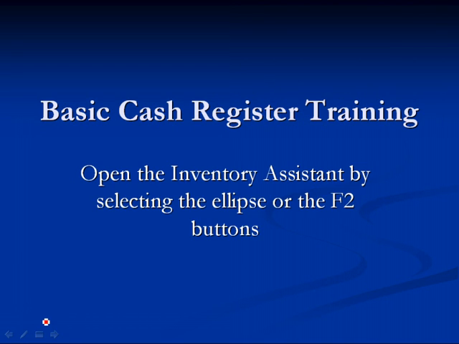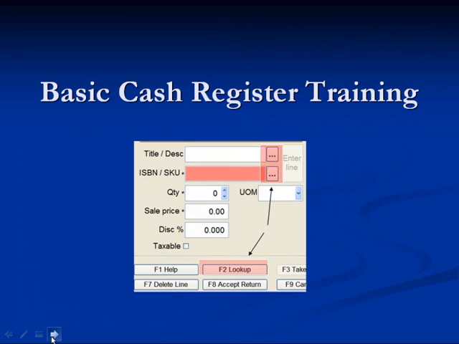The first question is how do you find the inventory assistant? Well, you do that by selecting one of the ellipse buttons on the screen or the F2 lookup button. What you're seeing now is a picture of the cash register on the bottom left-hand side. You'll notice the title, description, and ISBN SKU field have ellipse buttons to the right of them. If you select either one of them, it's going to bring up the inventory assistant.